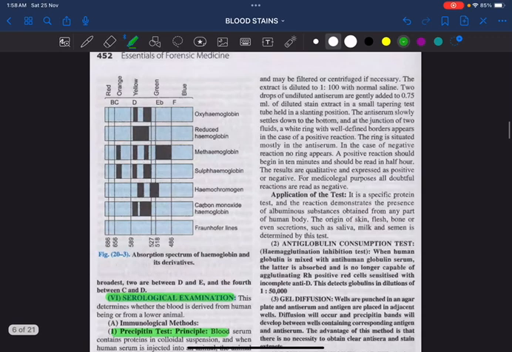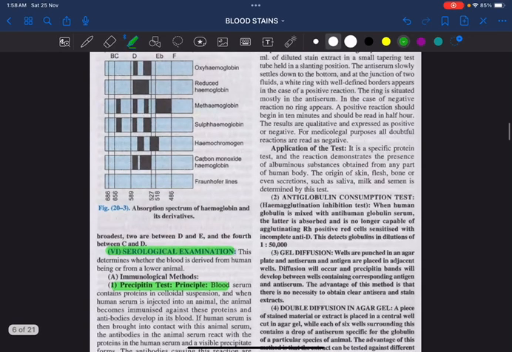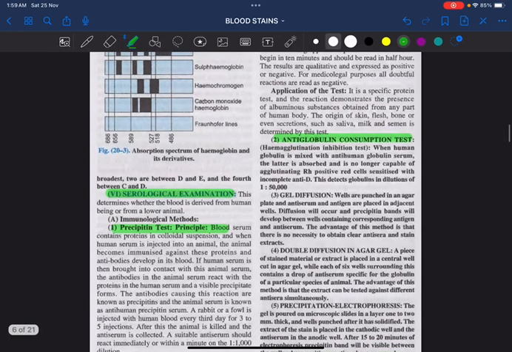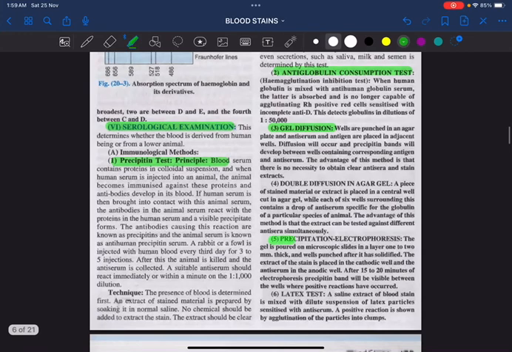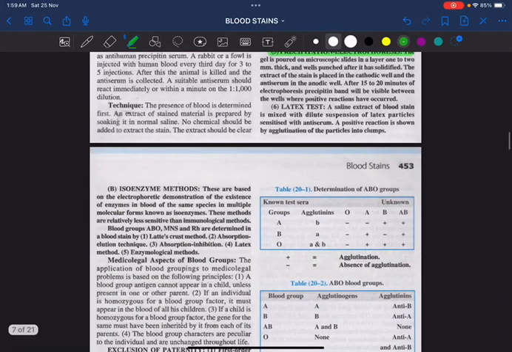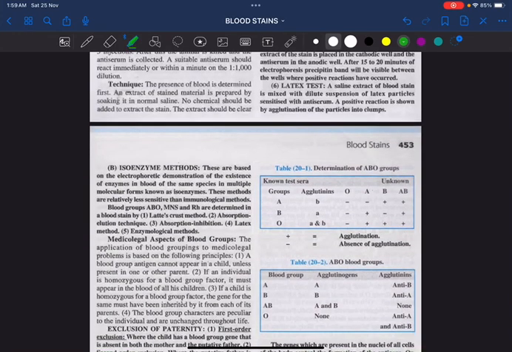Just remember the name. That's enough. And next is called antiglobulin consumption test, gel diffusion test, and precipitation electrophoresis. Okay, yes. So these are the different serological tests.